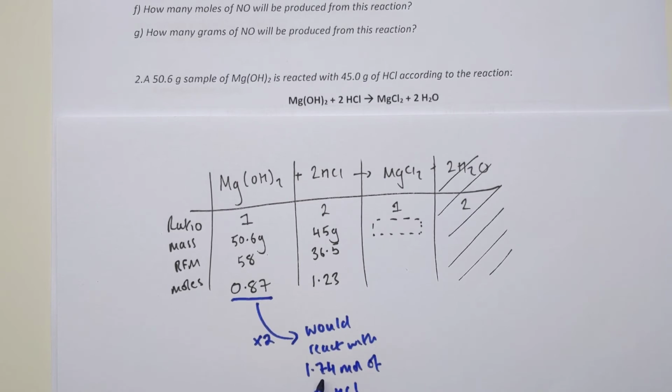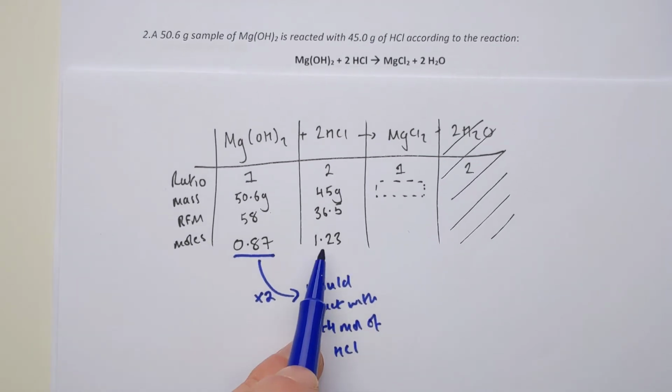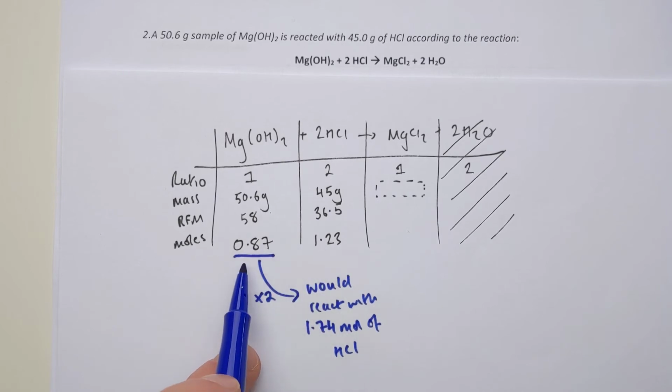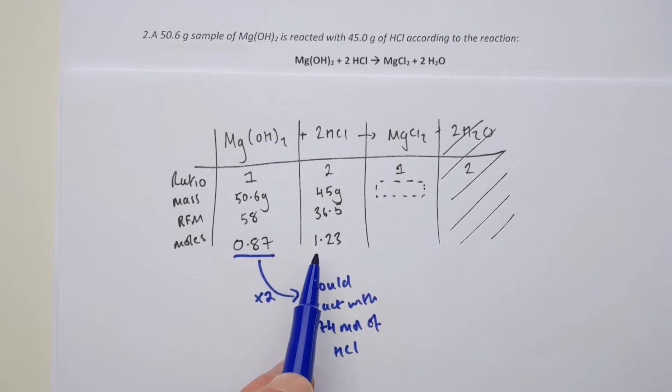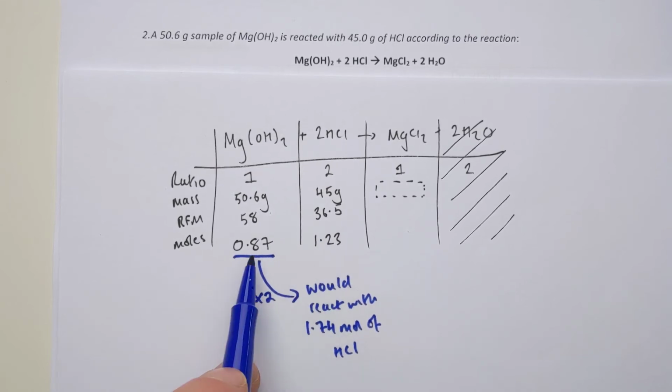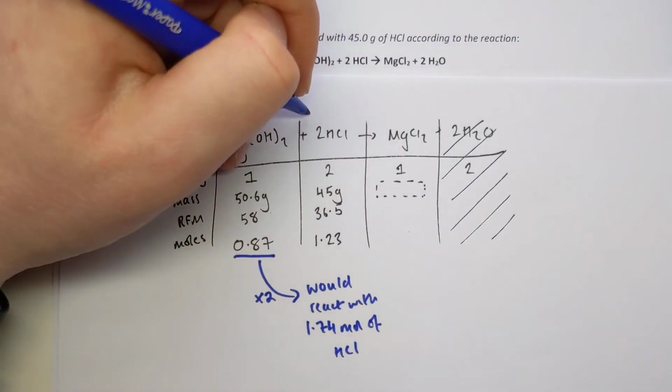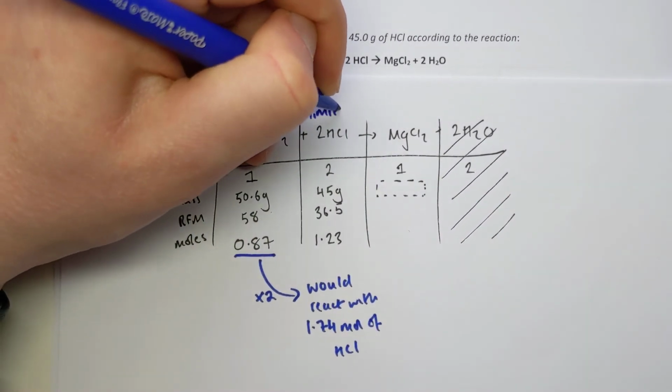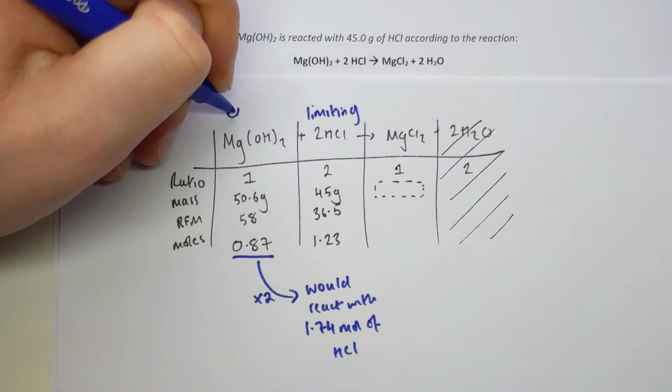At this point, I look at what I actually have. I've only got 1.23 moles of it. The implication of that is I don't actually have enough HCl to fully react with all the Mg(OH)2. So if I don't have enough of a particular reactant to react with the other reactant, it's actually limiting the process, and the other one will be in excess.